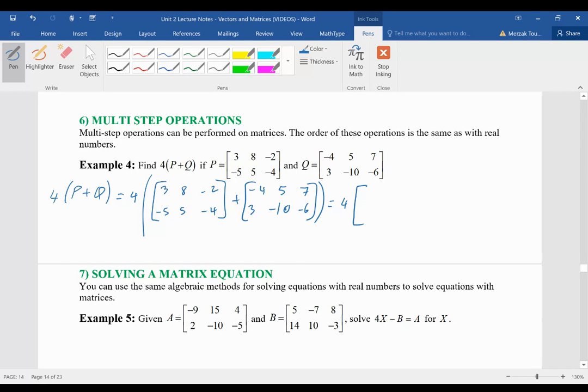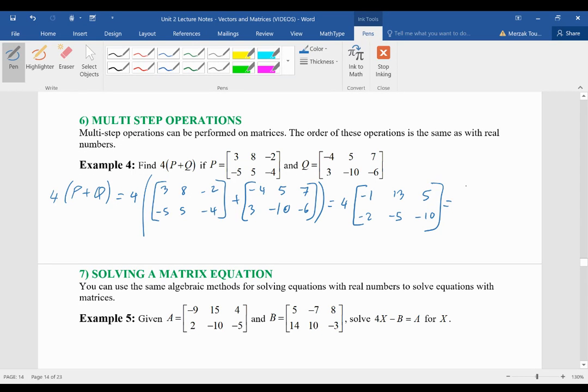So the resulting matrix will be 3 plus negative 4, that's negative 1. 8 plus 5, what's 8 plus 5? Is that 13? Yeah. Negative 2 plus 7, that's a 5. Negative 5 plus 3, that's a negative 2. 5 plus negative 10, that's negative 5. Negative 4 plus negative 6, that's negative 10.